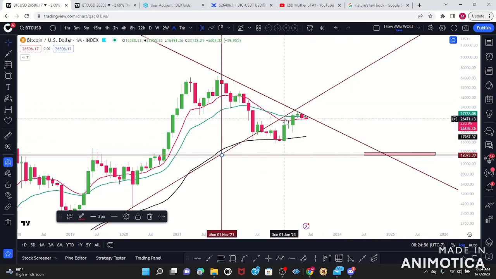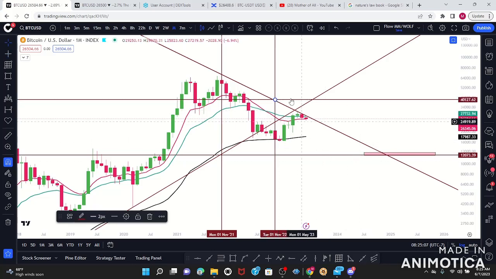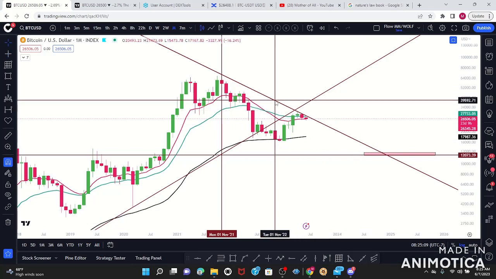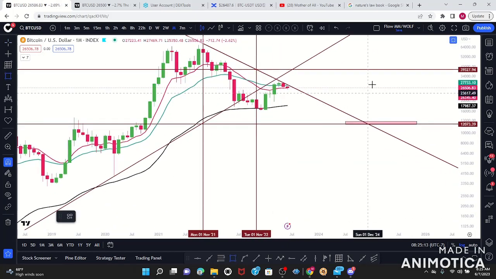One touch, two touches. If it rolls or decides to go to the upside, I'm going to give you a target here. Where's my cross? My target for a bullish scenario would be around 39. Wonderful. Like to highlight it.